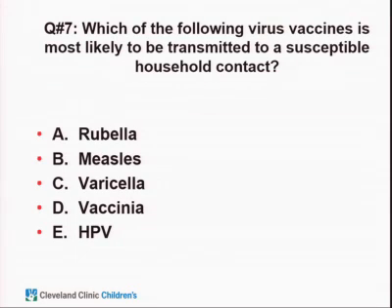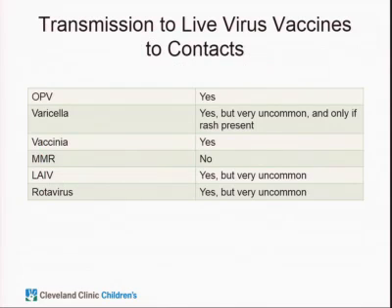Okay, so remember, rubella, measles, varicella, and certainly HPV, none of those are going to be transmitted to a household contact. Those viruses are not shed. Vaccinia is the smallpox vaccine. That and OPV are the ones that can be transmitted to household contacts. Okay, so remember, OPV, yes. Varicella, yeah, but very uncommon and only if they develop a rash.